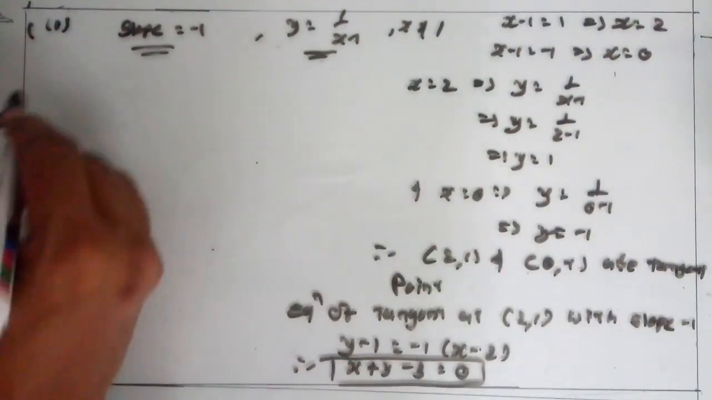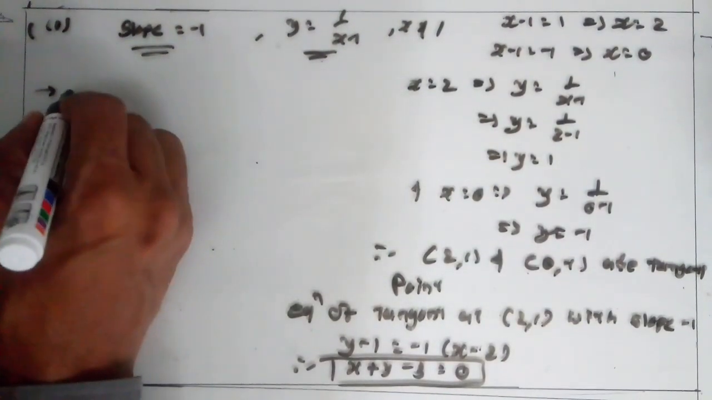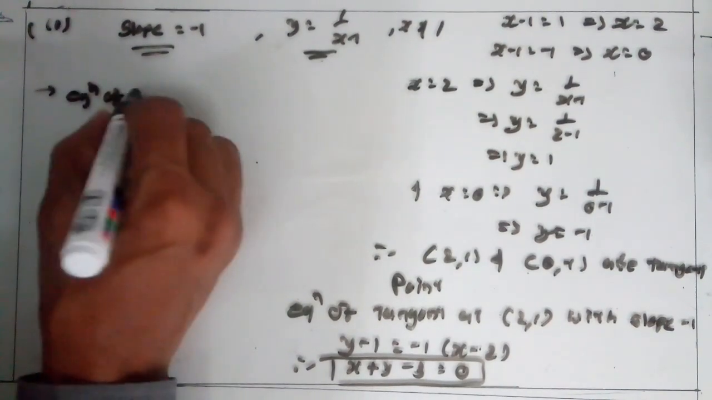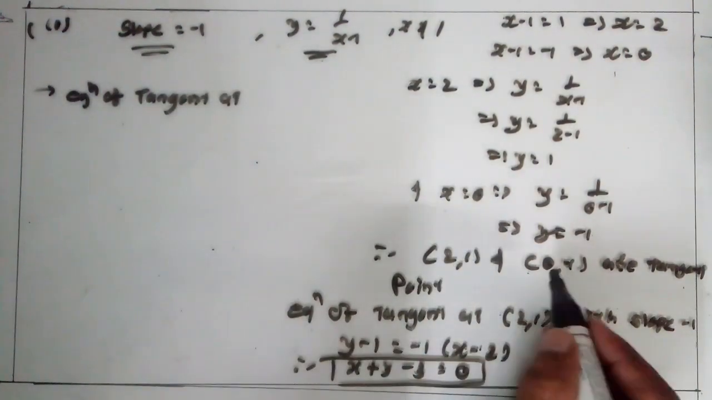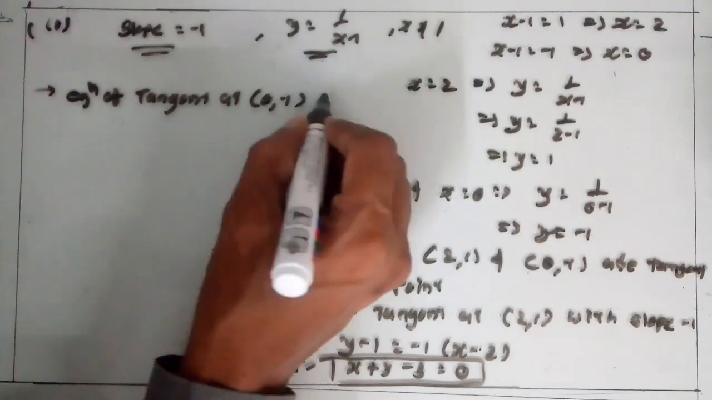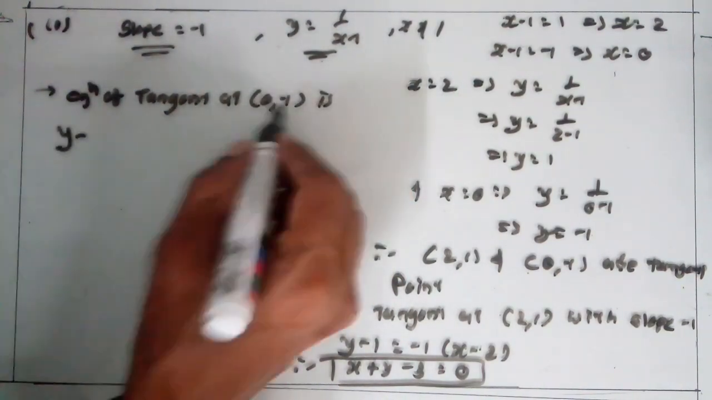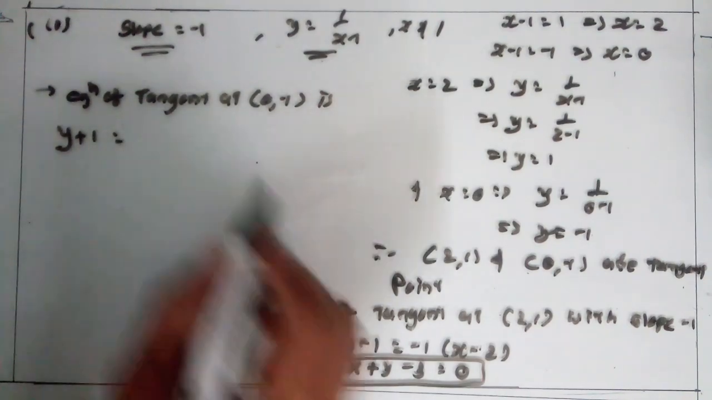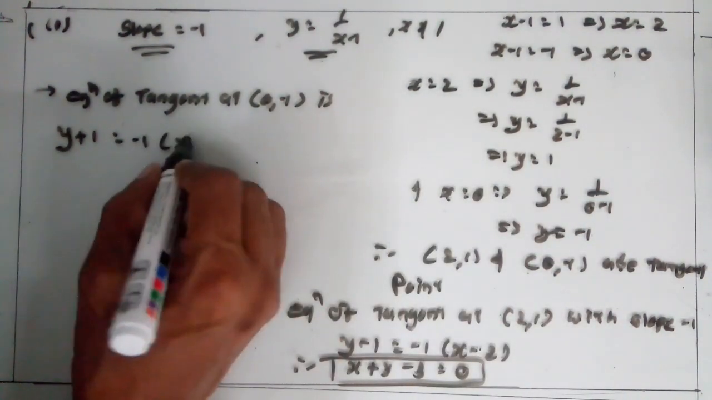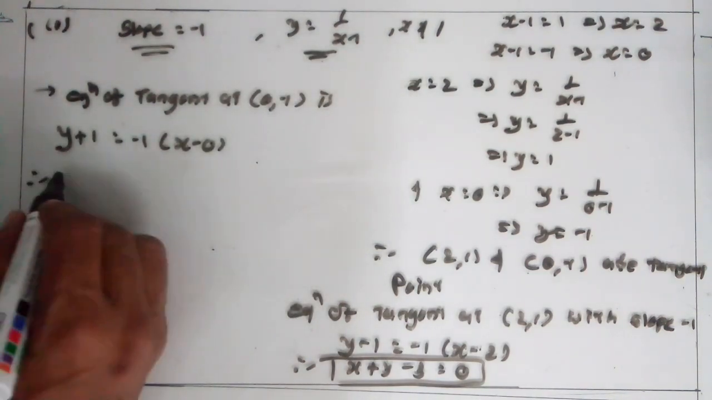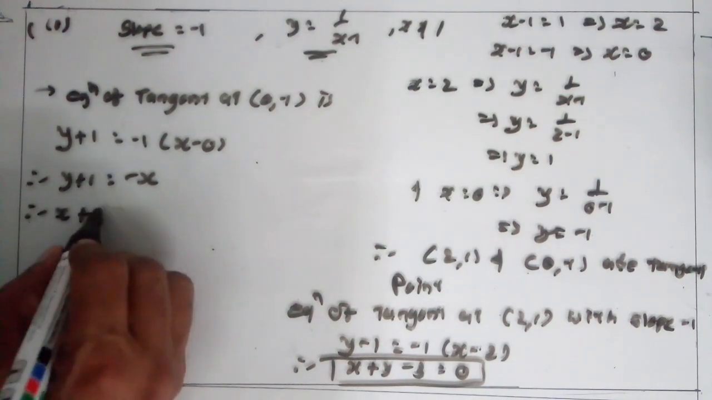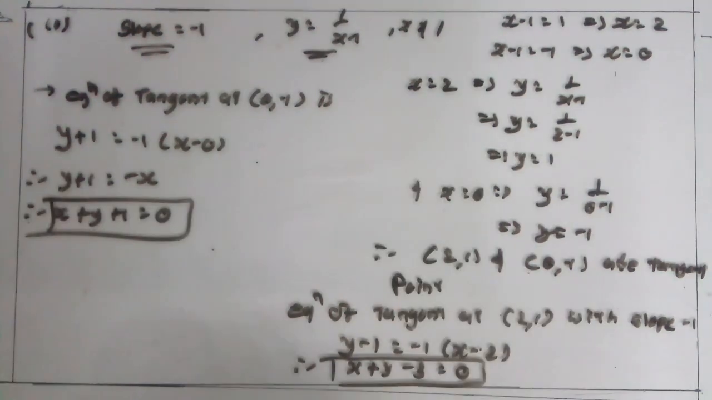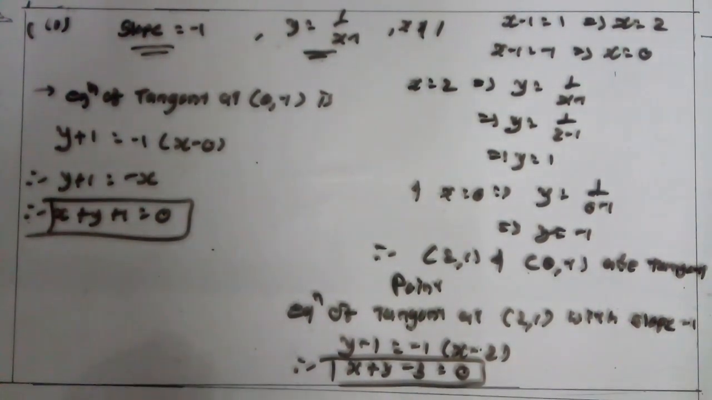Similarly, using the second point, the equation of tangent at the second point (0, minus 1) is y minus (minus 1), so y plus 1 is equal to m, which is minus 1, into x minus 0. Therefore, y plus 1 is equal to minus x. So x plus y plus 1 is equal to 0. This is the second equation of tangent at (0, minus 1). Okay.